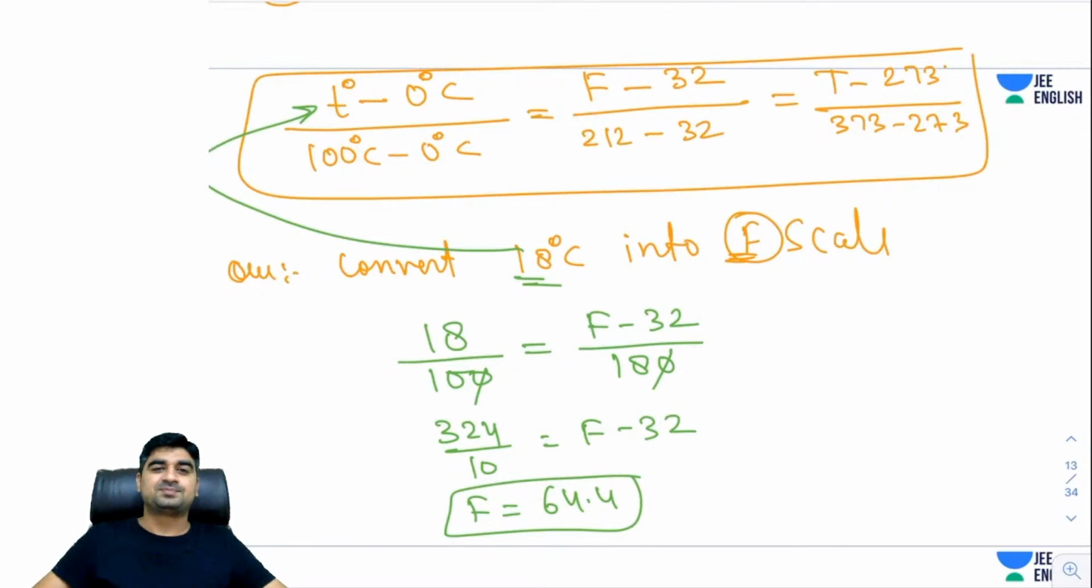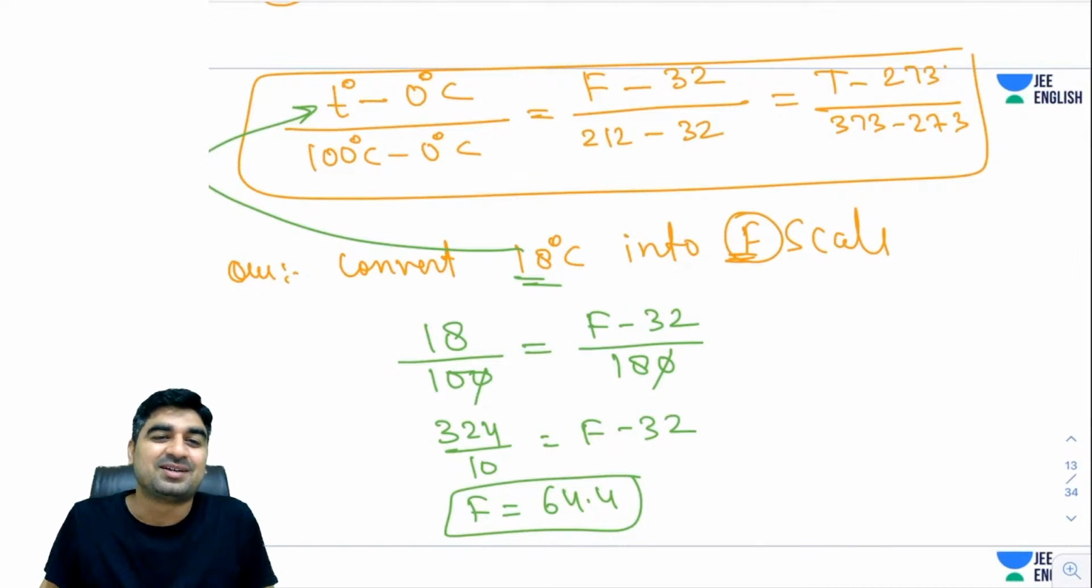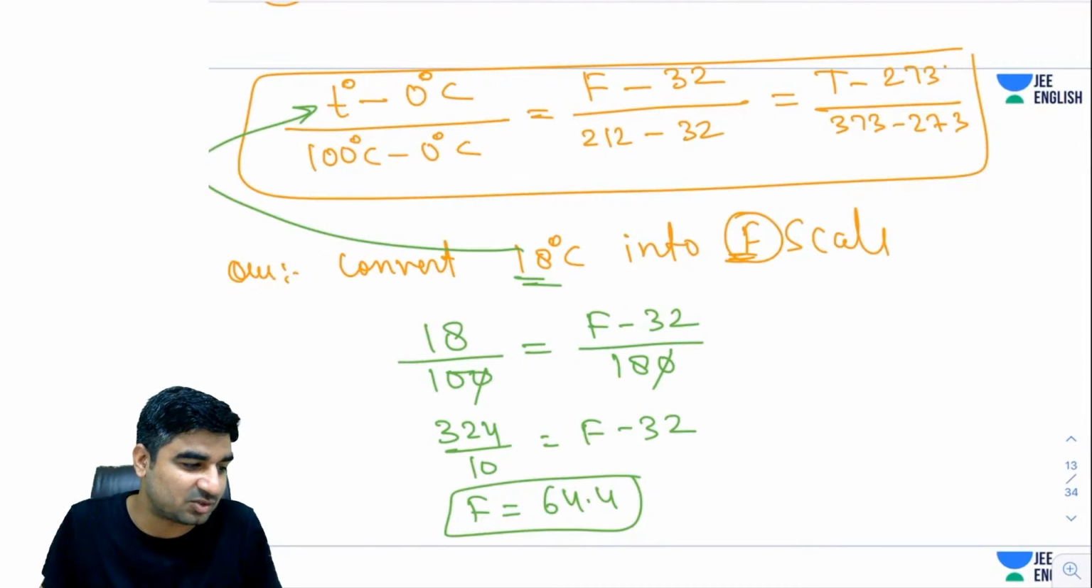And now this is done. You could have also done reverse. If I had given you something in Fahrenheit, you could have converted it into degree Celsius. Yes, solutionist, you are right. You people are so intelligent. You do problems so quickly. Yes, Somil, you are also right.